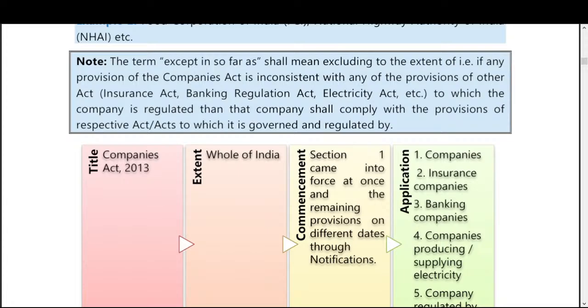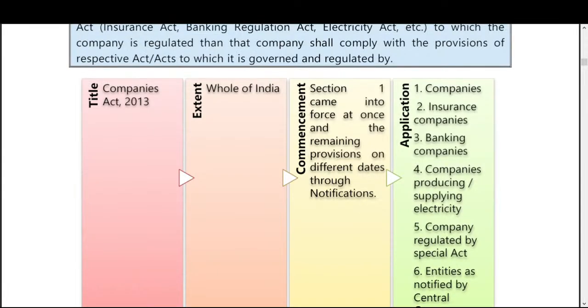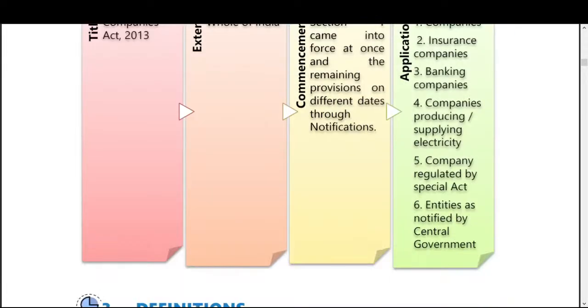Title: Companies Act 2013, extends to the whole of India. Commencement: Section 1 came into force at once and the remaining provisions on different dates through notifications. Application: 1, companies; 2, insurance companies; 3, banking companies; 4, companies producing or supplying electricity, companies regulated by a special act, and entities notified by the Central Government.